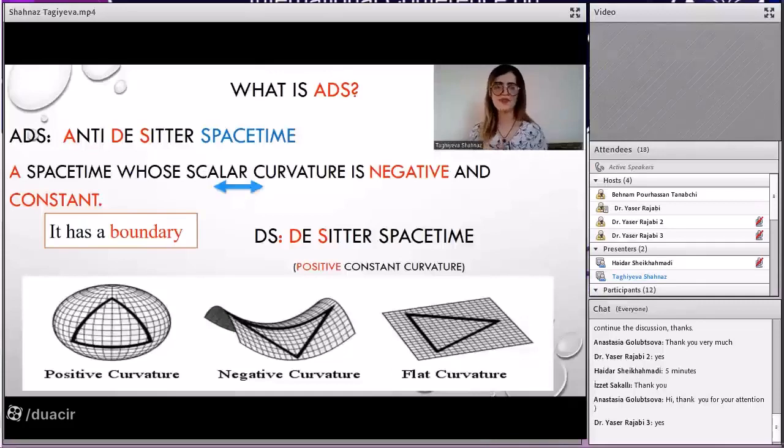What is AdS? Anti-de Sitter space-time is a solution of the Einstein equation. Anti-de Sitter space-time has scalar curvature that is negative and constant, and it has a boundary. And we can also see this, or I can say the negative curvature, in the middle of the picture.